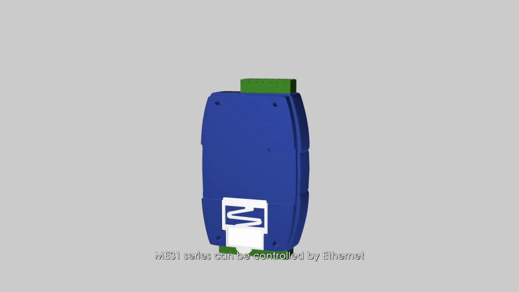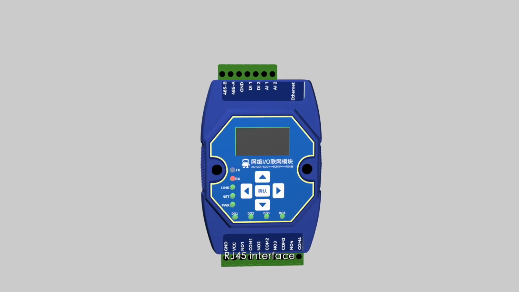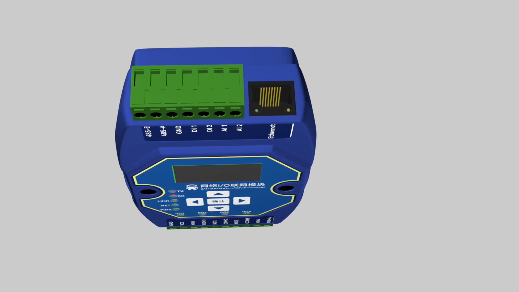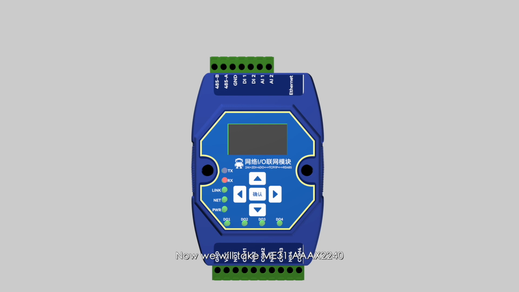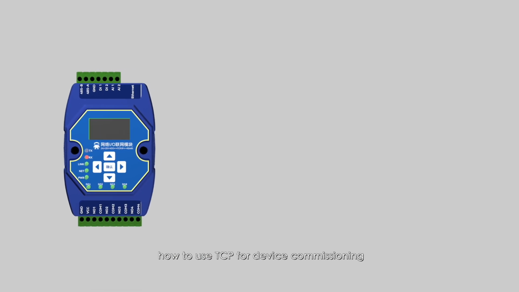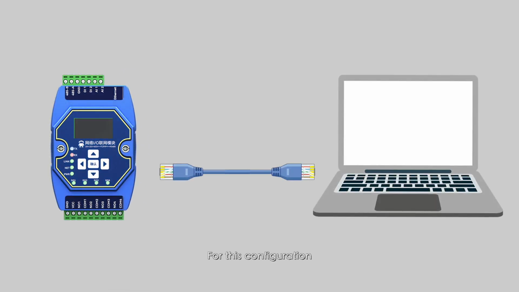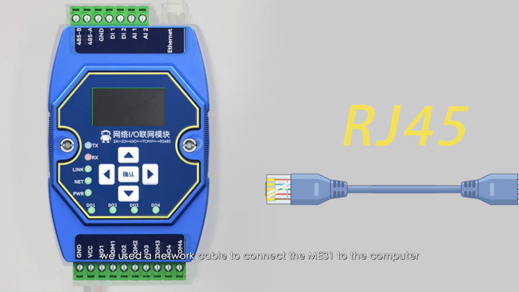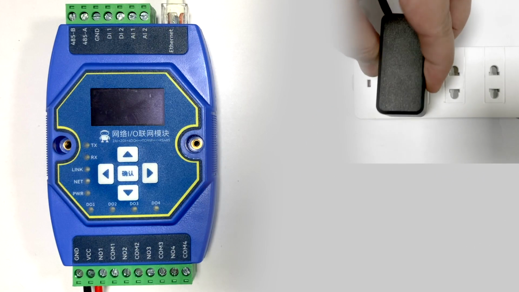ME31 series can be controlled by Ethernet RJ45 interface, in addition to using RS485 connection. Now we will take ME31-AAAX2240 product as an example and explain in detail how to use TCP for device commissioning. For this configuration, we used a network cable to connect the ME31 to the computer.